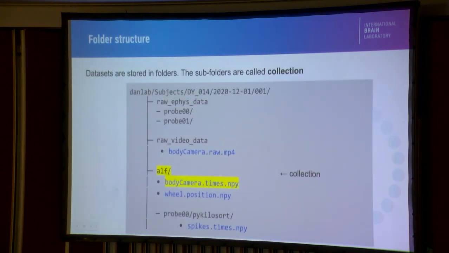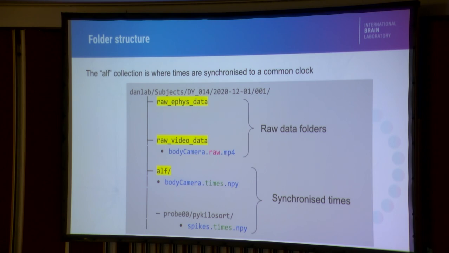Okay, so the next important concept is the subfolders in which the datasets are stored. These are called collections. For example, this bodyCamera.times dataset has a collection called ALF. You'll find in the IBL that we have collections that have raw something something data, and these are the raw data that we store. Then there's also one folder called ALF. The important distinction is that ALF contains all of the processed data, and everything in the ALF folder is synchronized to a common clock. This means that the body camera times and the spikes are all aligned in time, so you can use this for your analysis to relate, for example, electrophysiology data with behavioral data.